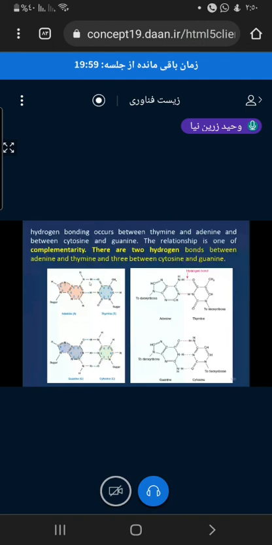Hydrogen bonding occurs between thymine and adenine and between cytosine and guanine. Between adenine and thymine and guanine and cytosine, the relationship is one of complementarity. There are two hydrogen bonds between adenine and thymine, and three between cytosine and guanine.